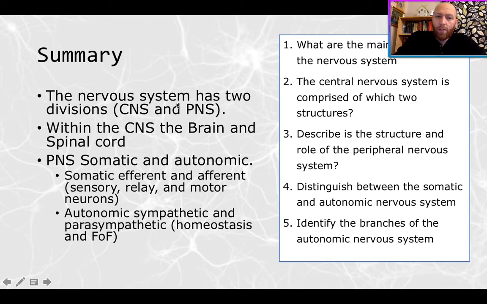Hopefully you found this useful. Just to recap, the nervous system has two divisions, the CNS and the PNS. Within the CNS, the brain and spinal cord. The peripheral nervous system consists of the somatic and autonomic. Somatic has afferent and efferent divisions, neurons consisting of sensory, relay and motor, and the autonomic has two divisions, the sympathetic and the parasympathetic. It's marked by homeostasis and fight or flight.